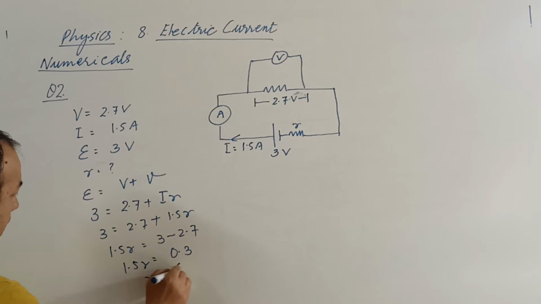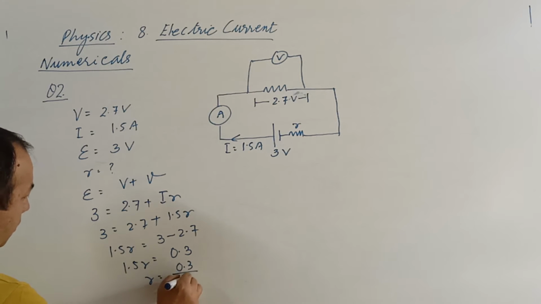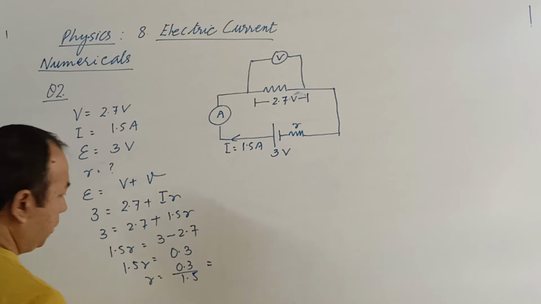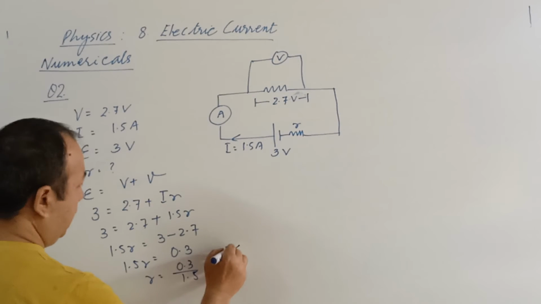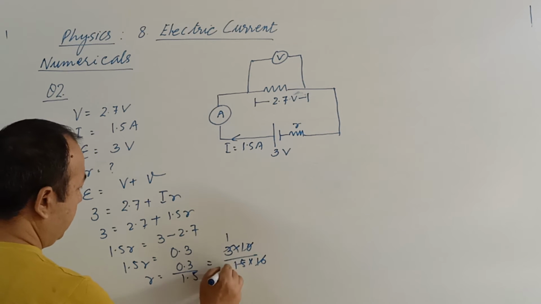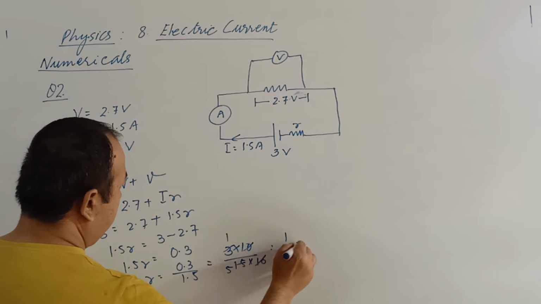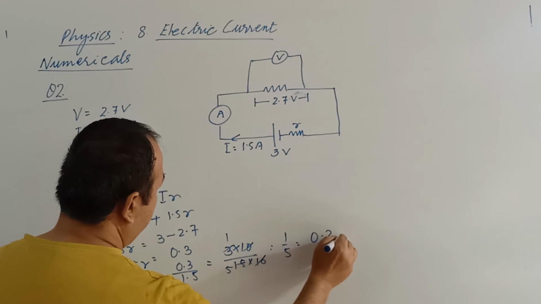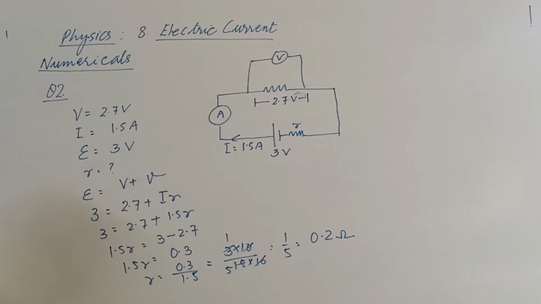So r is equal to how much? 0.3 upon 1.5, which is equal to, removing the decimal, 3 into 10 upon 15 into 10. The 10 can cancel, and 3 fives are 15, so 1 upon 5 we are getting, which is equal to 0.2 ohm. So we got the internal resistance. So this was question number 2.